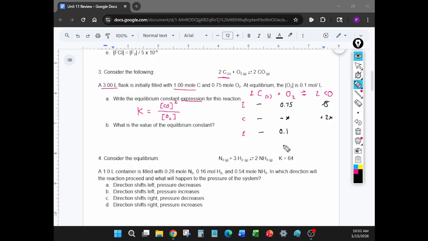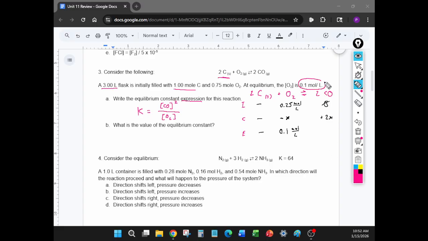Okay. However, this one did try to trip you up with the units of measurement. What is the unit of measurement for O2? Yeah, moles over liters. So we either need to turn this into moles, or we need to turn the 0.75 into molarity. Okay, so I'm going to turn the 0.75 into molarity. So it'll be 0.75 divided by 3, and that'll give you 0.25. So this will be 0.25 moles over liters.